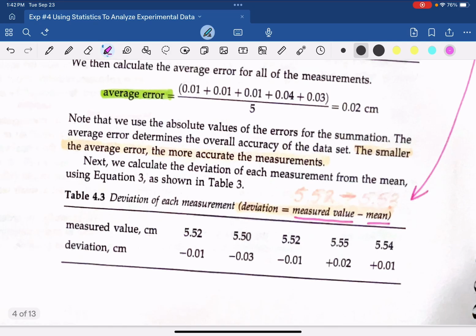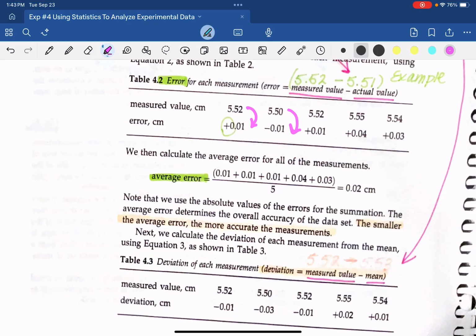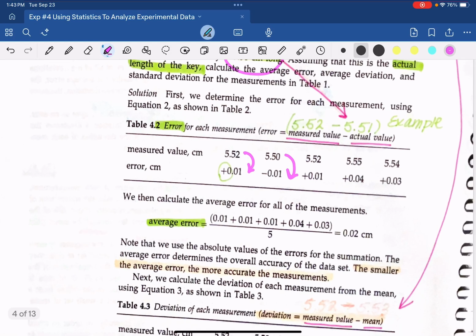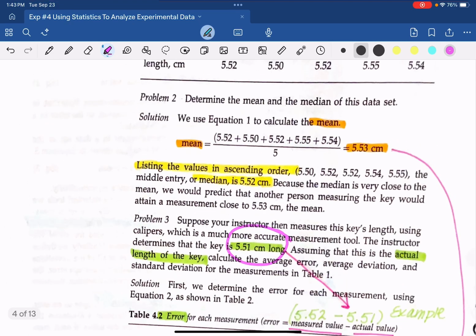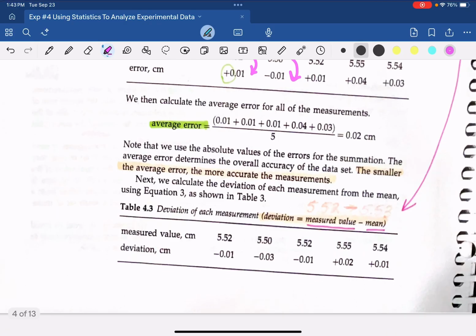Okay. Then from the average error, the next thing we want to do is the deviation. The deviation is your measured value minus your mean. And you'll notice that these values are coming from up above. Okay, so your measured value is 5.52. Your mean value actually was what you calculated above, the 5.53.